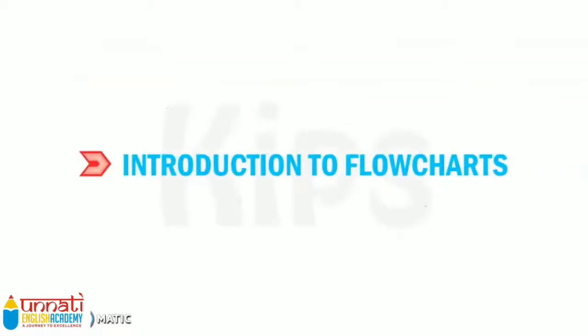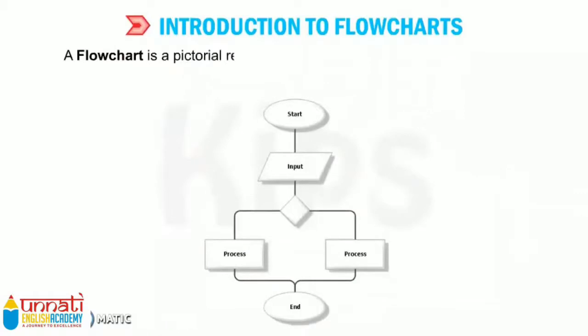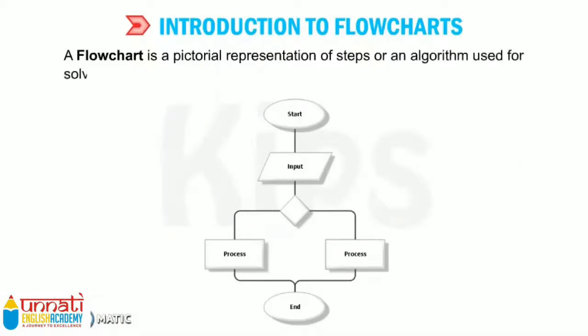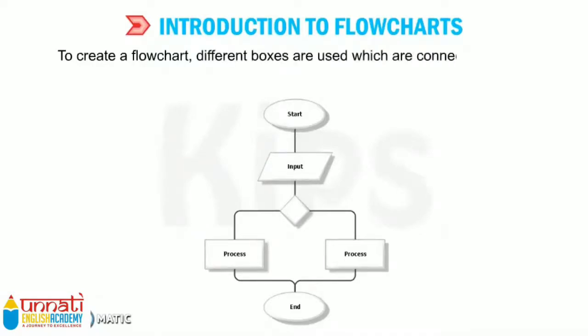So basically, what is a flowchart? A flowchart is a pictorial representation of the steps of an algorithm used for solving a particular problem. So if you have prepared the algorithm, from that the flowchart will be drawn very easily. To create a flowchart, different boxes are used which are connected to each other with the help of flow lines, as shown in the figure.